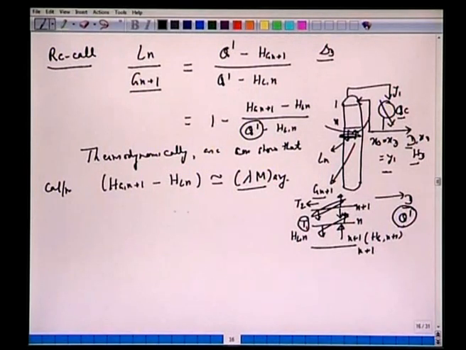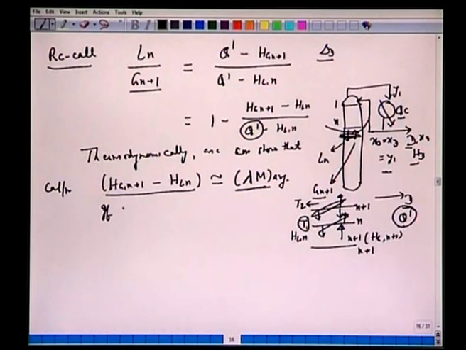As a consequence, the difference between the specific molar enthalpy of the two streams, one arriving here and one leaving here, can be shown thermodynamically to be approximately equivalent to the latent heat of vaporization multiplied by the average molecular weight. So although the molecular weight changes, why? Because the species mole fraction changes along the column, along the trace, but the product of this lambda and M approximately remains constant. Why does this happen?